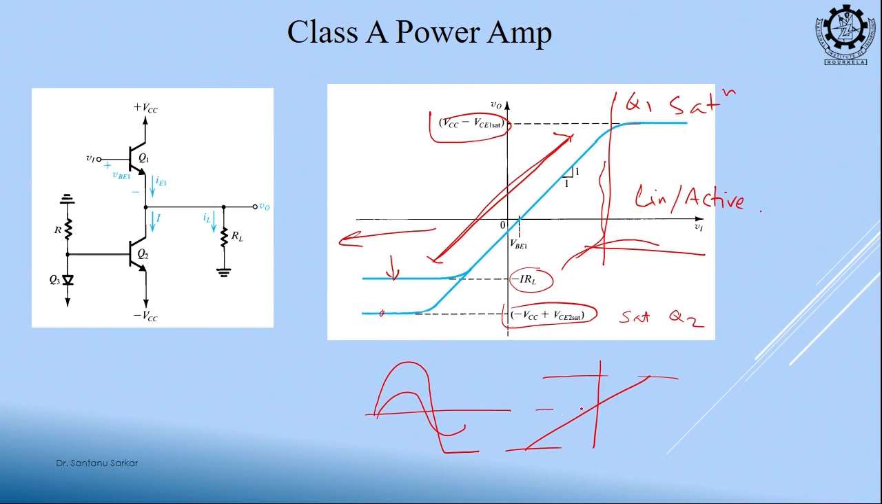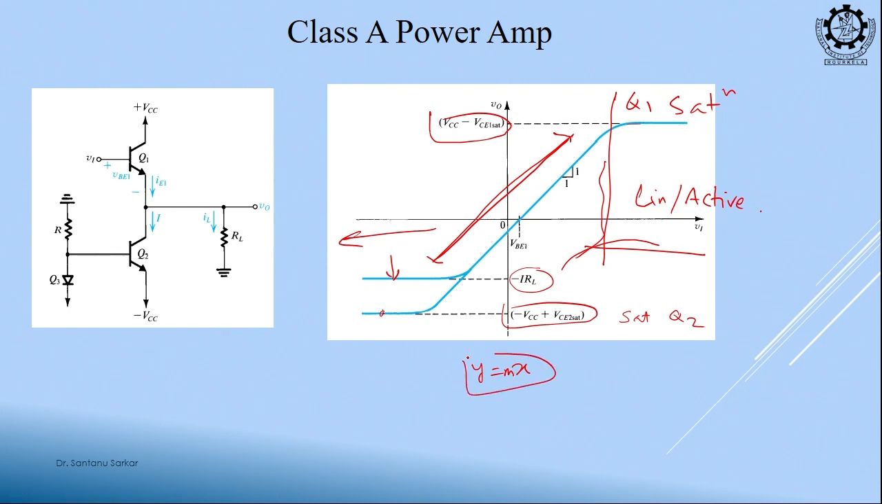So, that if your sine wave is increasing, output is also following. Output can only follow up to which equation? Y is equal to mx. So, the region where this is followed, then your output V0 is a multiplication of Vi. So, where is that happening? From this point to this point.